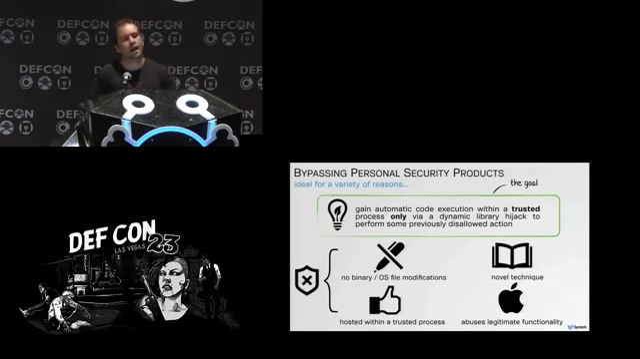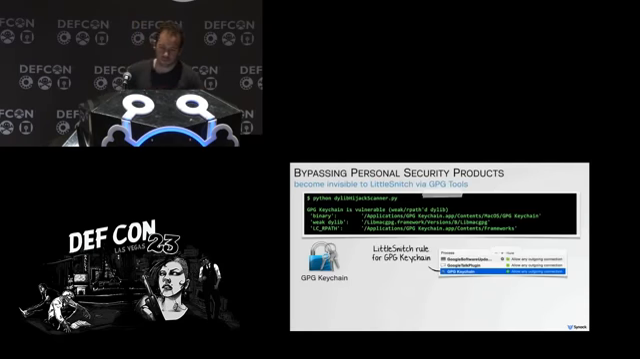Another use of dylib hijacking is to bypass security products. Again, the goal here is we want to do something that normally would be blocked or disallowed. There are a lot of ways to maybe individually attack personal security products, but dylib hijacking provides kind of a nice generic way to bypass pretty much all of them. So let's talk specifically about Little Snitch. Little Snitch is the de facto firewall for OS X.